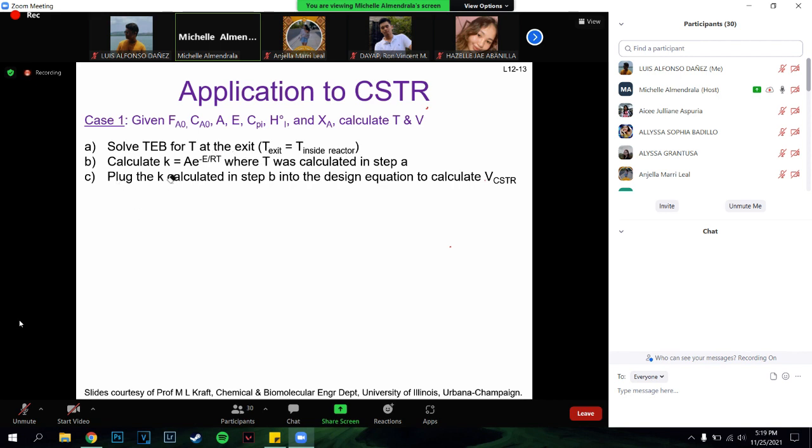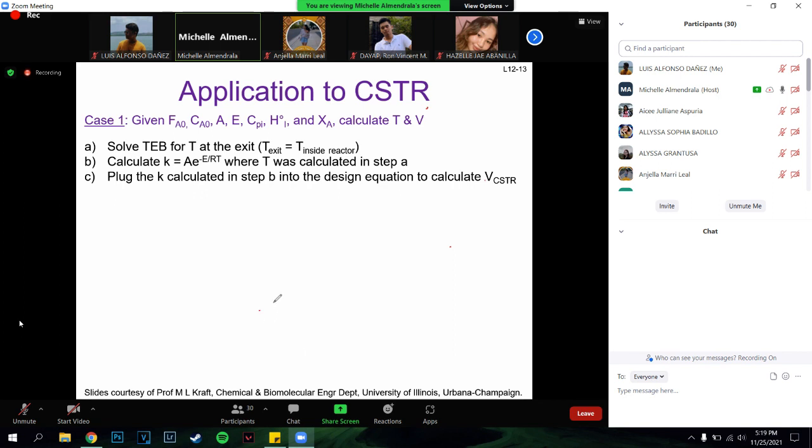And plug the K calculated based on the T calculated into step B. All right. So that you can have the design equation to calculate for the volume of your CSTR. So this is the given flow rate. You want to know the temperature and volume. So given XA, you can simply solve directly the temperature and volume of the CSTR reactor. So this is direct calculation, just having one unknown.